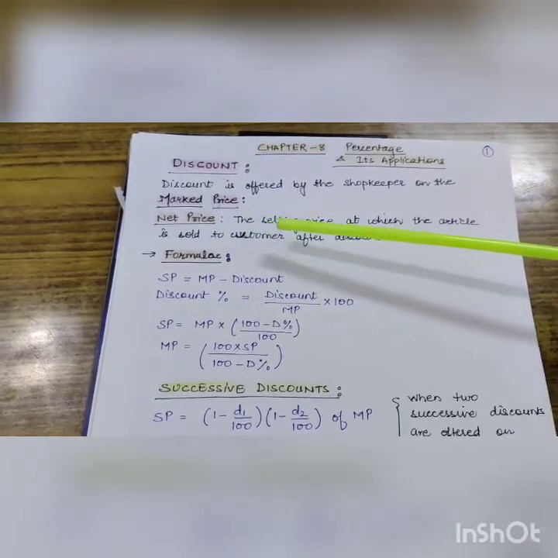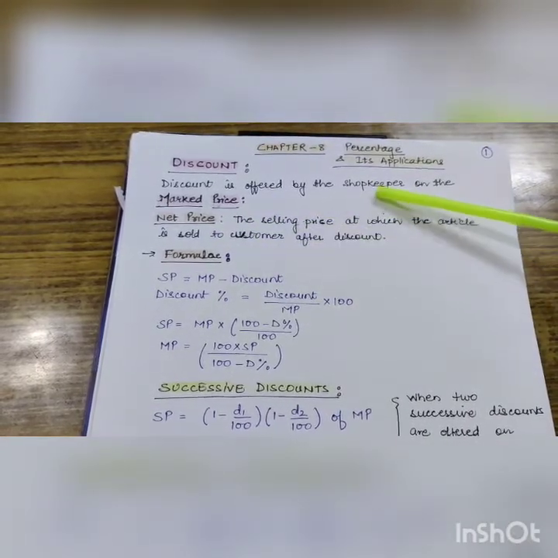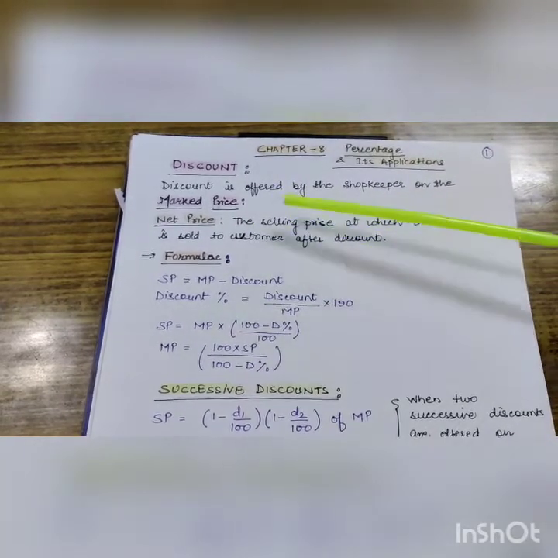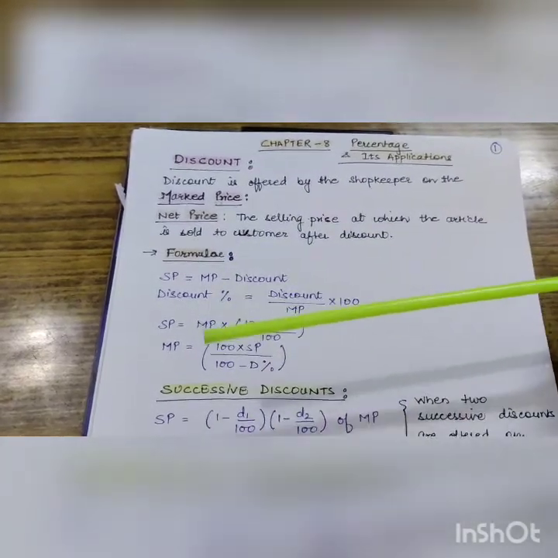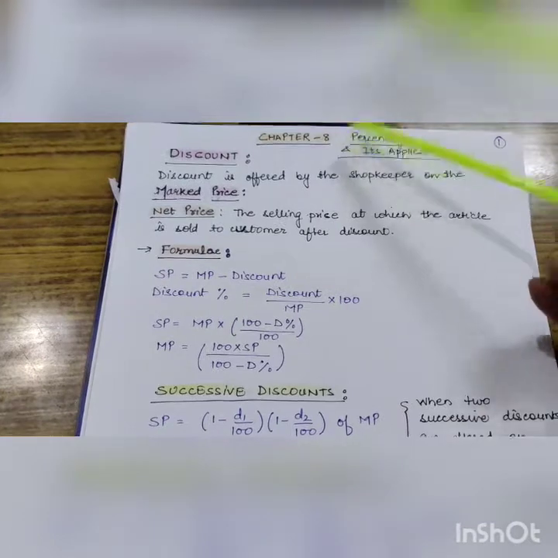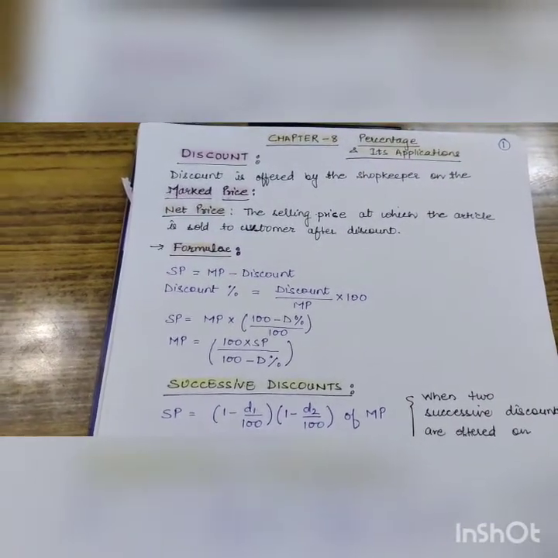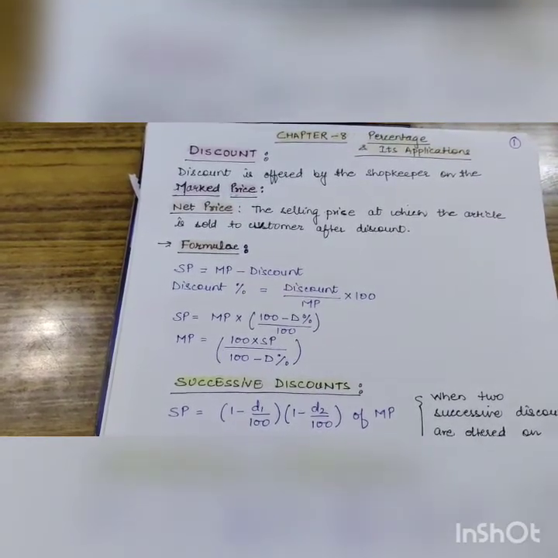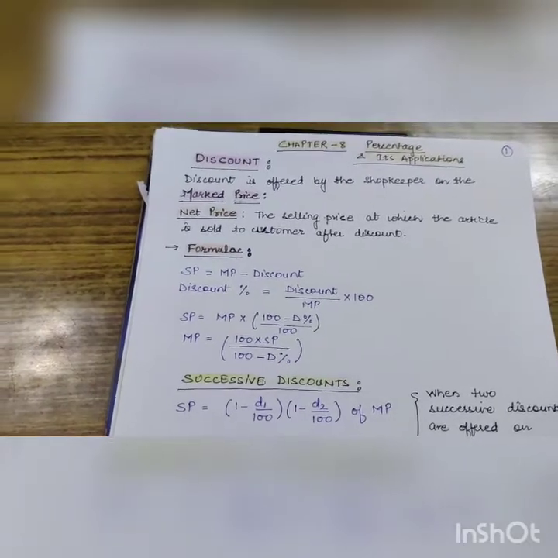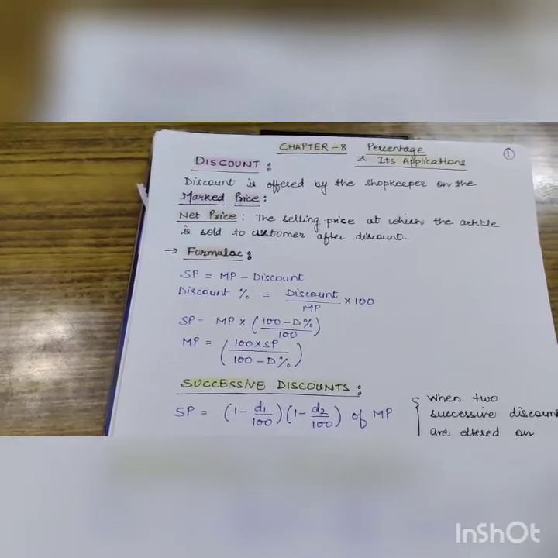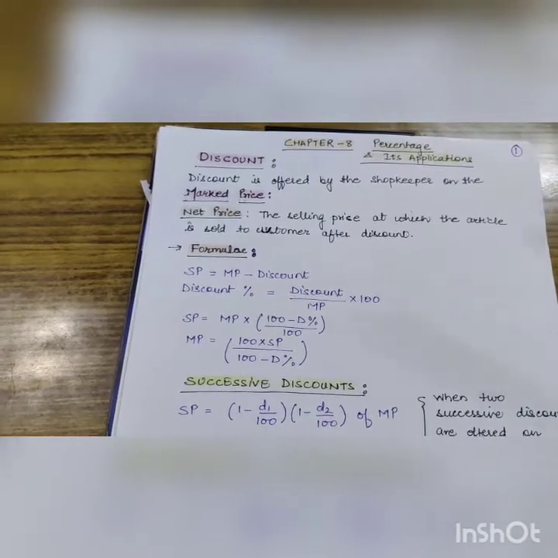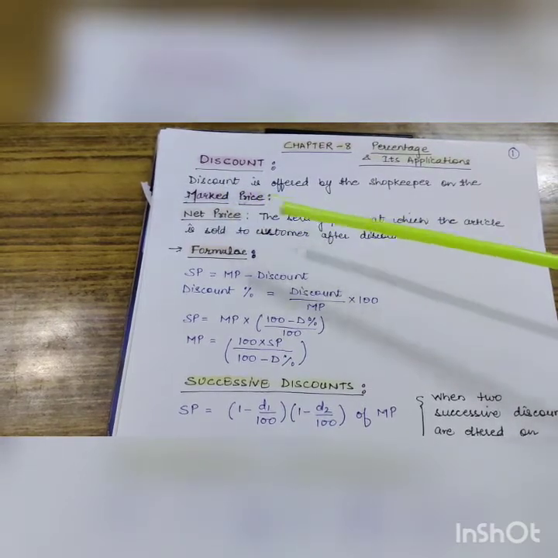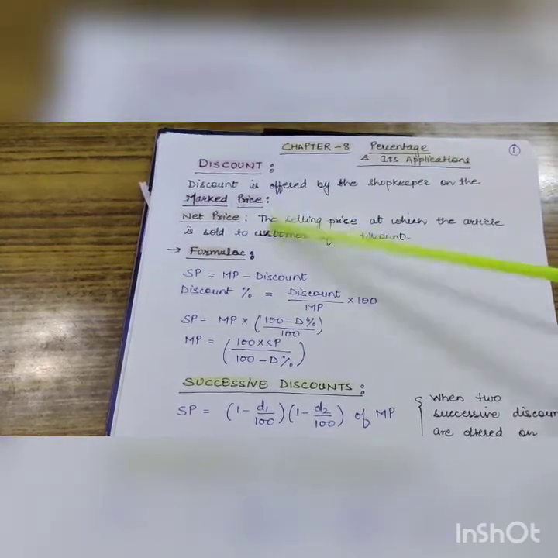So discount is the amount or the offering by the shopkeeper to the customer on his articles. That means he's discounting something, he's offering you a discount, so that you have to pay a little less than the marked price, what is written on the tag of the article. Okay, so now understanding discount, we should understand that also that discount is always offered on the marked price.